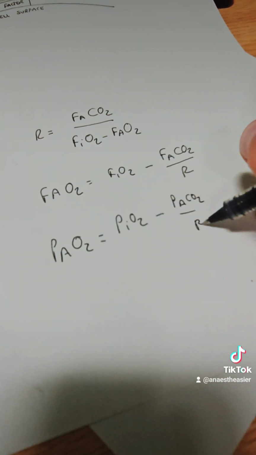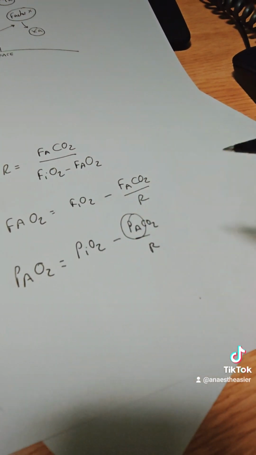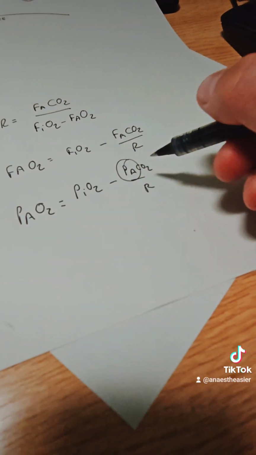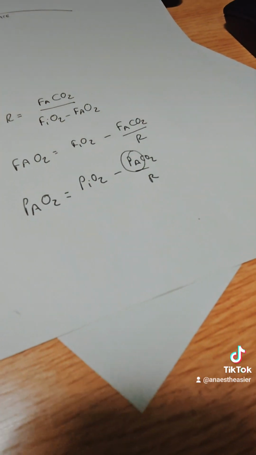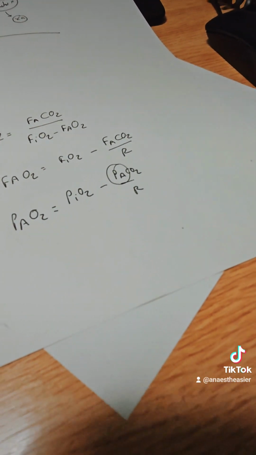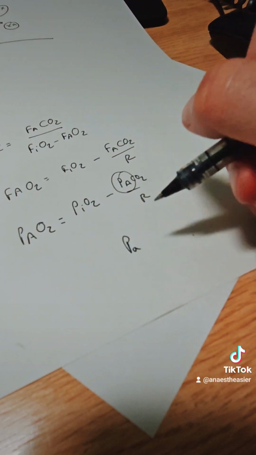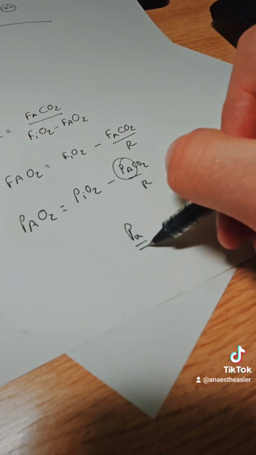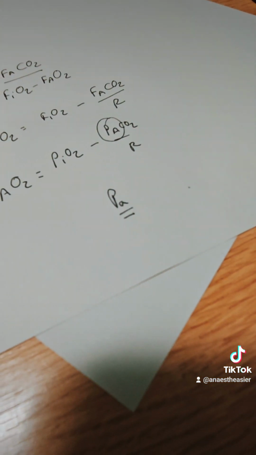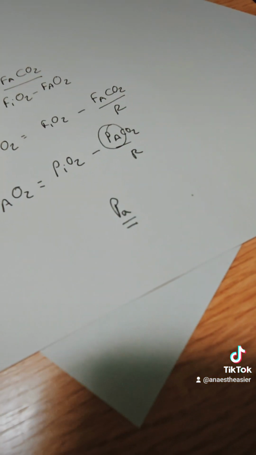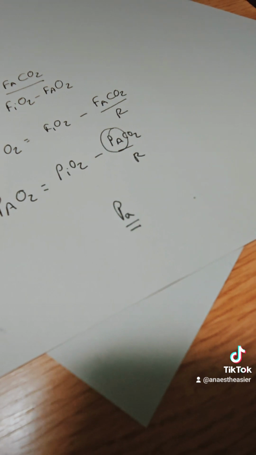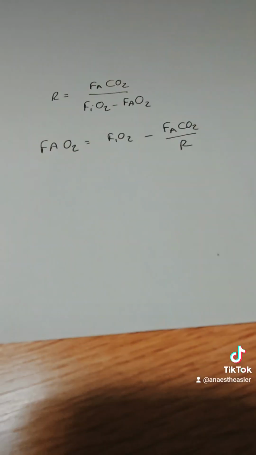PaCO2 over R, and then this point here, that's partial pressure of alveolar CO2, but earlier we said we assume that CO2 can diffuse really, really quickly. The reason we want to do that is it allows us to use Pa, little a, which is the arterial CO2 partial pressure, which we can measure much more easily. So that's how we end up with Pa with a little a in the final equation.